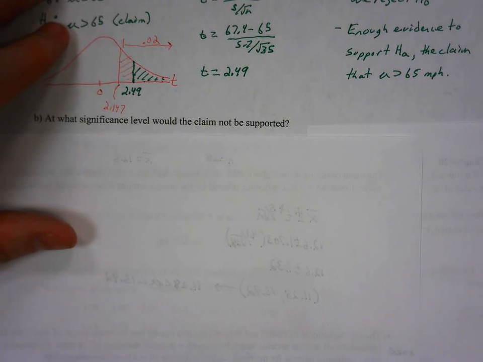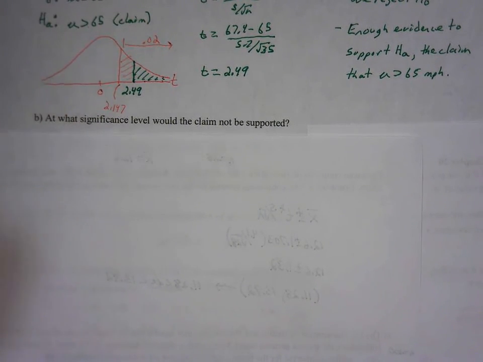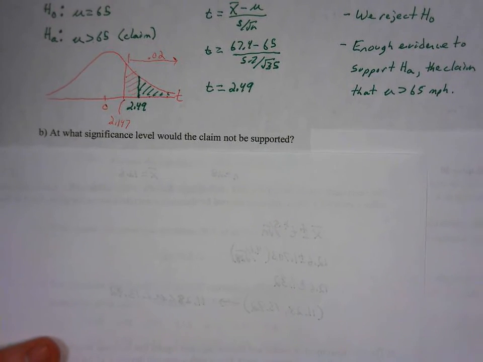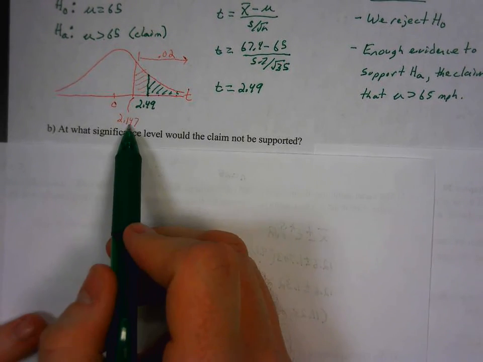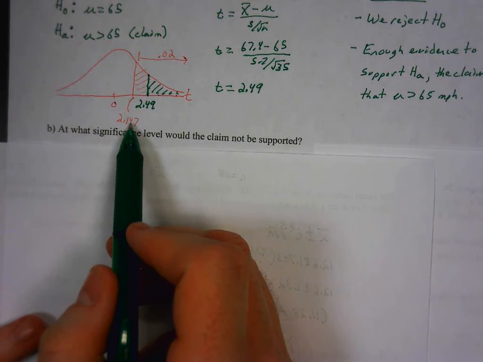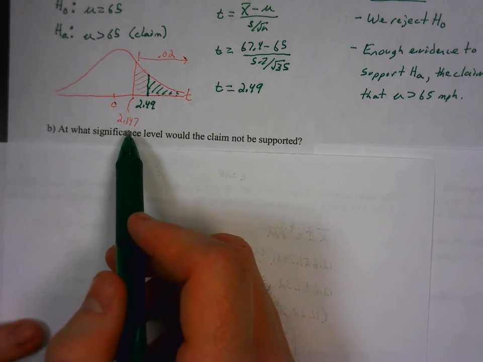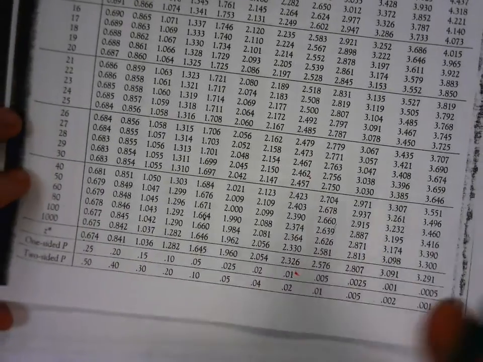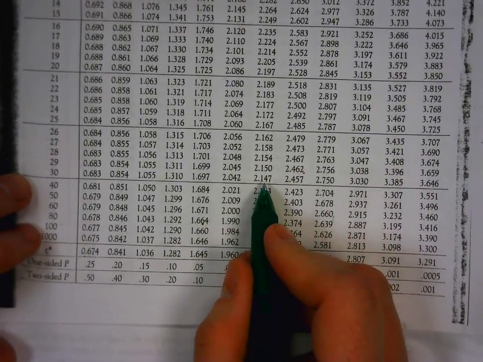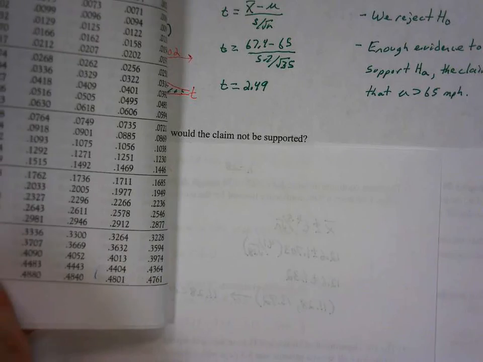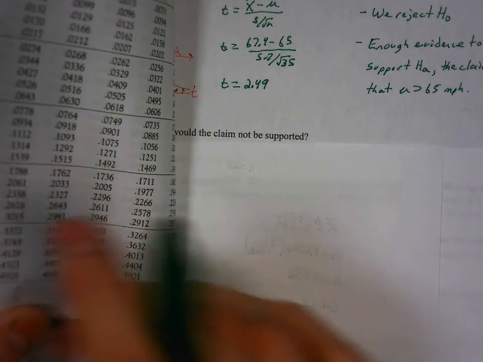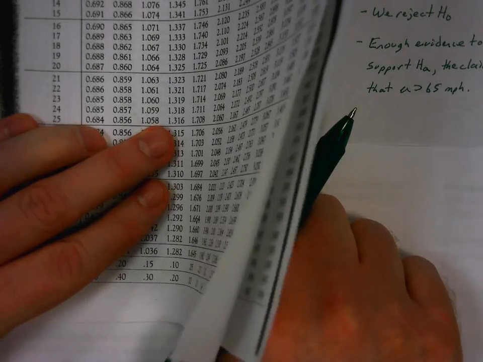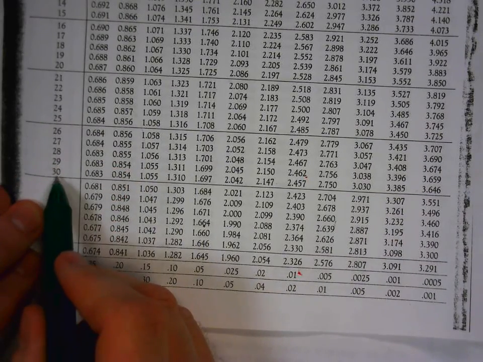Okay, part B, at what significance level would the claim not be supported? Okay, so what we're looking at here is that we see that 2.49 is greater than 2.147. So at what point would you not support the claim? Okay, so if we're looking at the 2.147 is right here. Our test statistic of 2.49, you want to see with 34 degrees of freedom, but again, we're looking at 30, just because that's the value that we're rounding down to here.